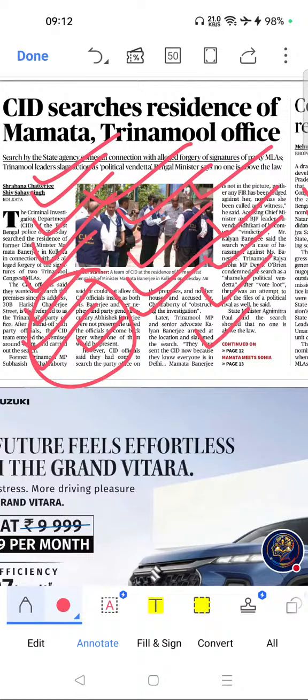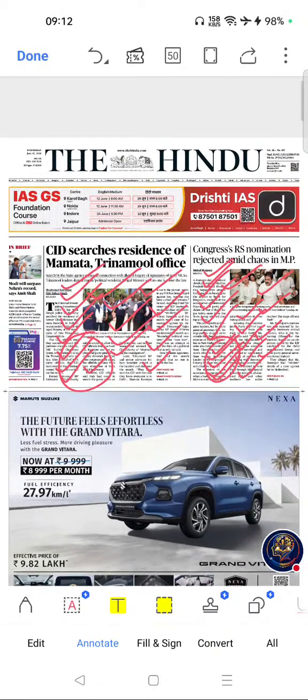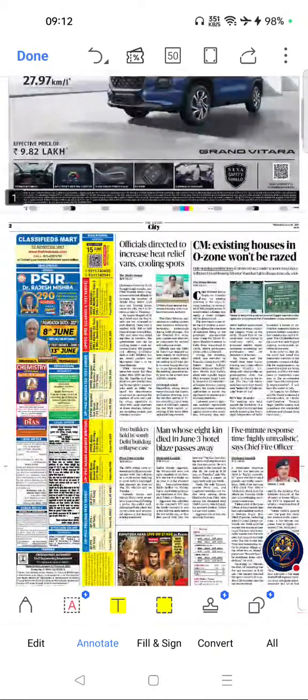Next important article from this page. These are the only two important articles from this page. Move on to page number 2.